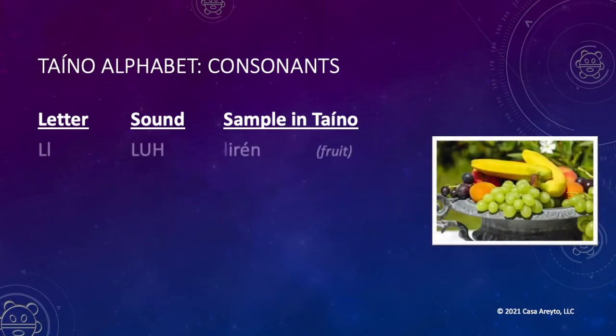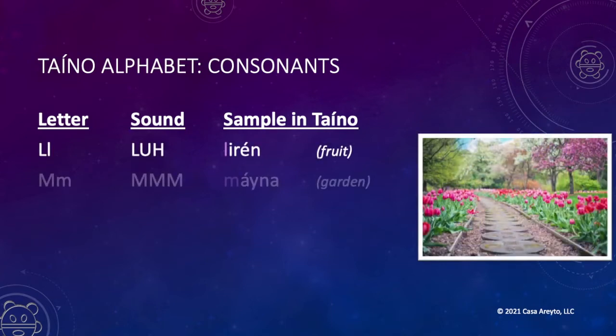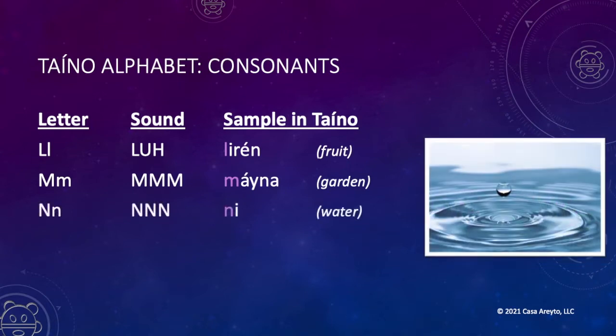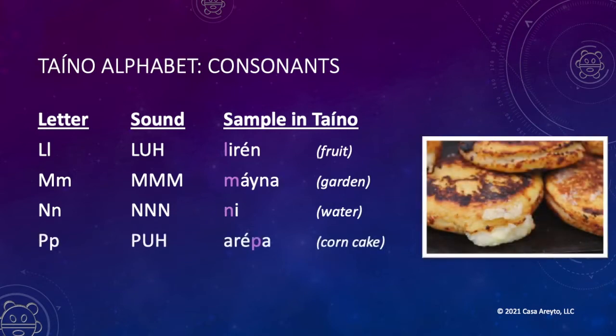The L, as in liren, which means fruit. The M, as in maina, which means garden. The N, as in ni, which means water. P, as in arepa, which means corn cake. And arepas are eaten in many places in Latin America.